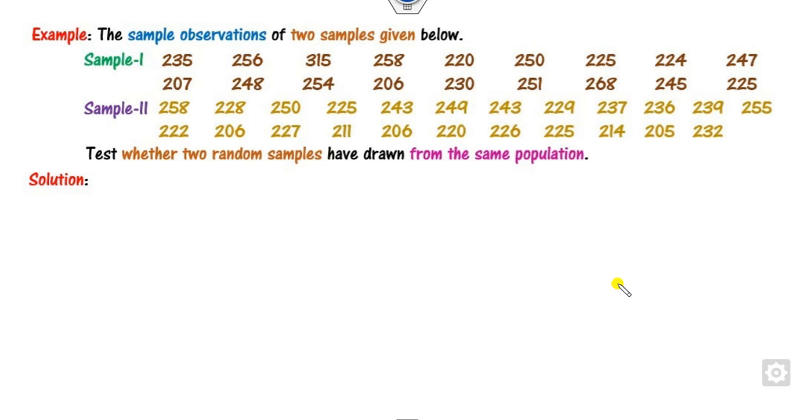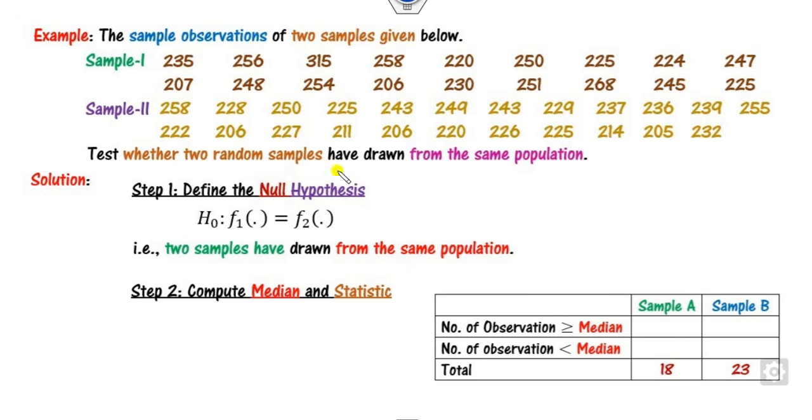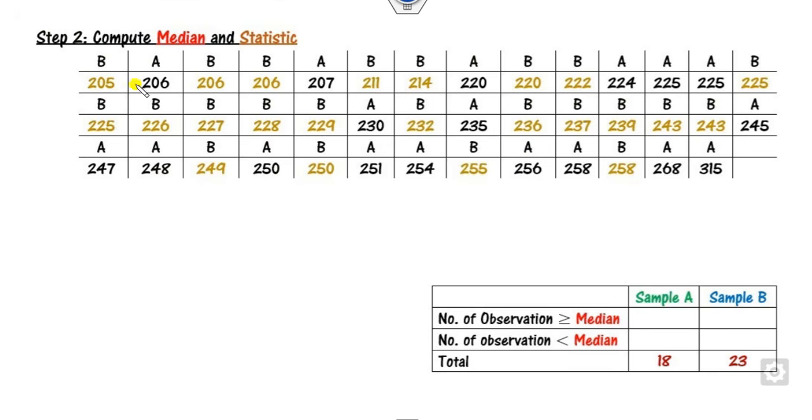Look at one more example. You can see there are two different samples. Again this is the same as before. Again our target is to complete this table. How many observations are in sample 1? We call it 18, the other is 23. Arrange all the elements in ascending order. What is the total number of elements? You can see 18 and 23, so this is 41.